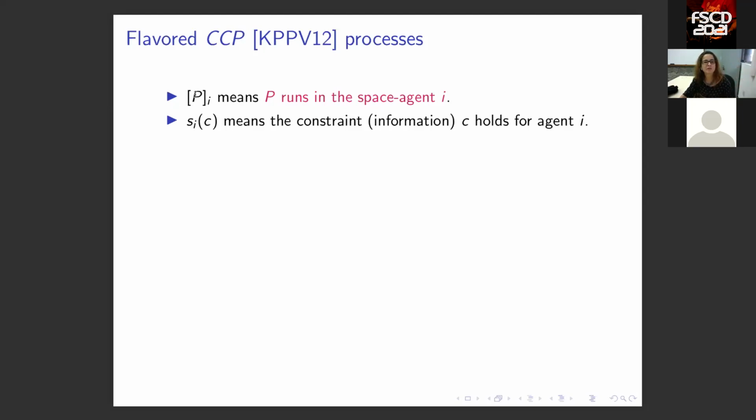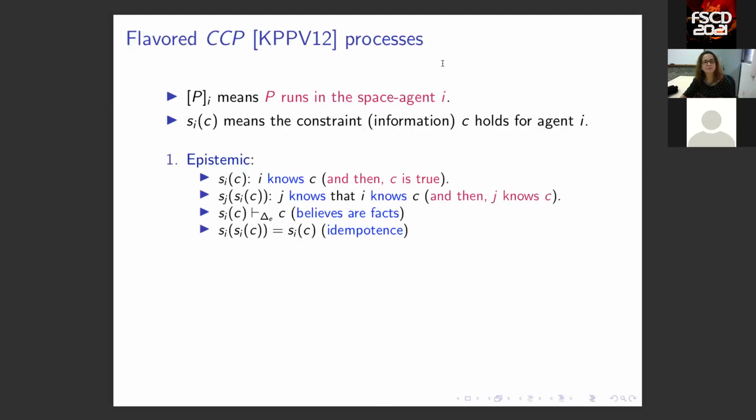So they started with the same intuition that I said before, that every time we put a process inside a little box with an i, it means that the process P is going to run inside a space or agent i, okay? And then you have the correspondent in the store, with this S function here, that says that the information C holds for an agent i, and this is going to be in the store. Okay, so you have at least two kinds of behavior.